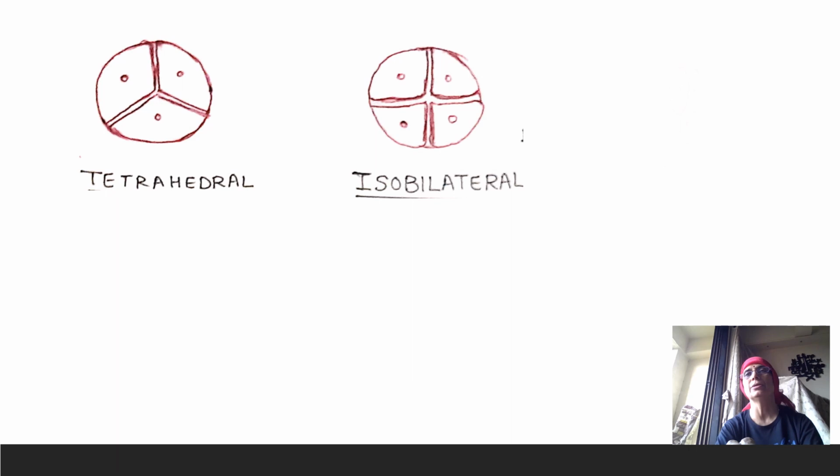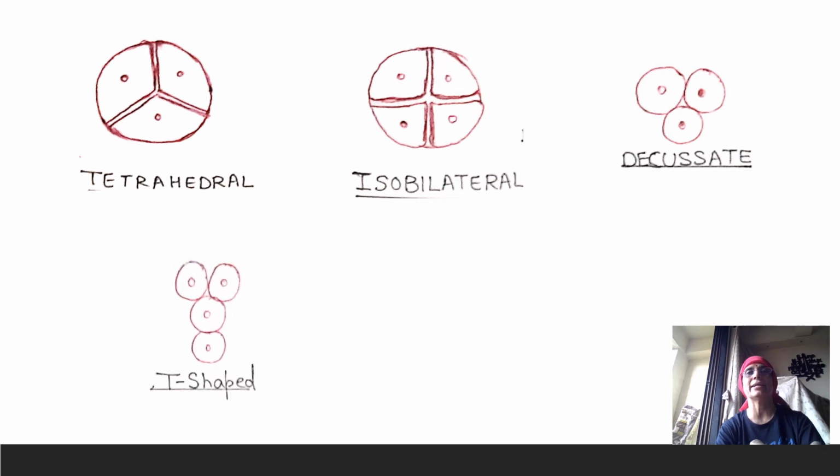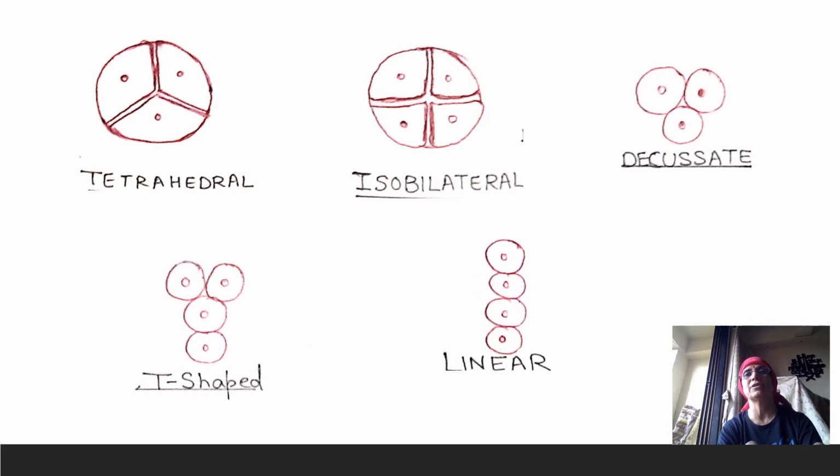Various types of tetrad formation you can see. You have tetrahedral formation, you have isobilateral type of formation, you have decussate type of formation, means two at right angles to each other. A pair of these tetraspores, two in one direction and two at right angles to this, the decussate arrangement. And then the T-shaped, where you can find the two spores at the upper end forming a T-shaped structure, and also in a linear fashion.